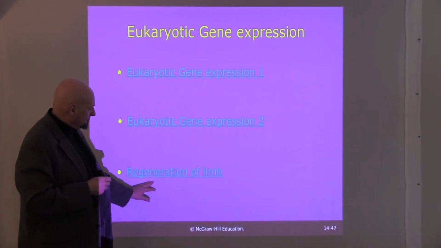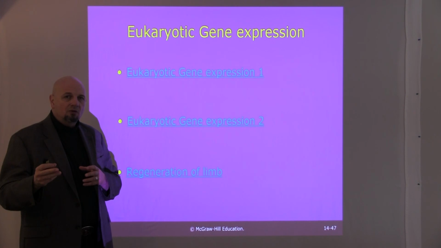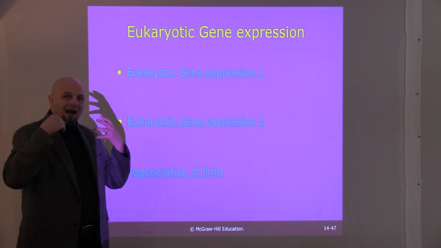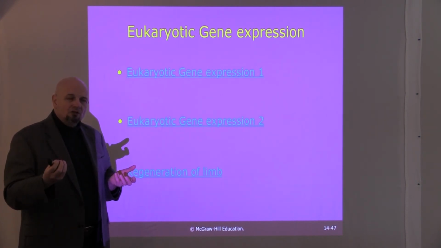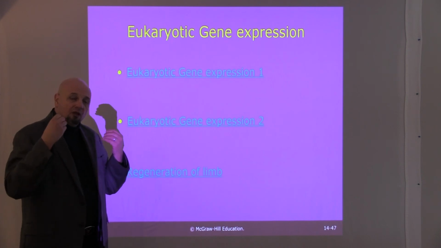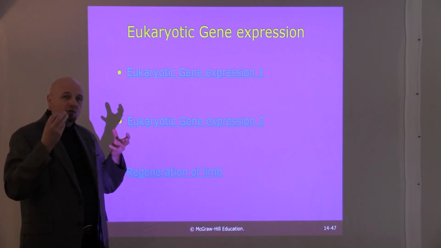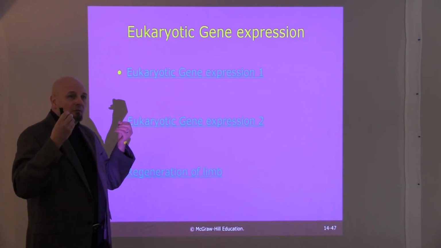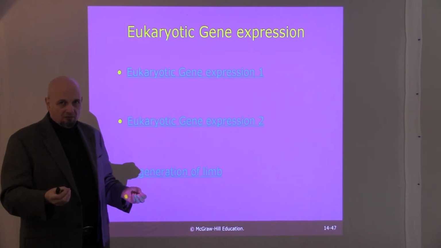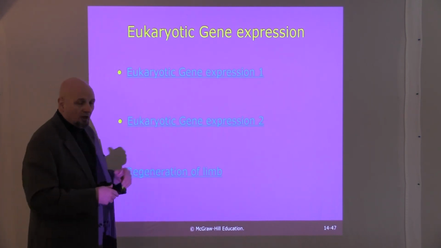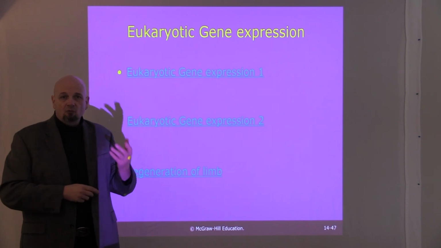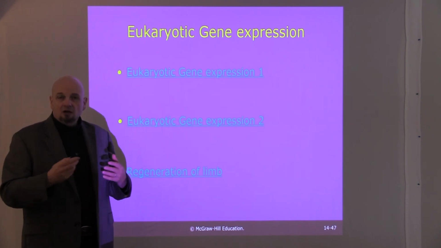And then what's interesting is seeing how a limb can be regenerated, and how our understanding of how gene expression is occurring in eukaryotes gives us a lot of information about how these genes are used to create structures of our body. So this ends our lecture on this chapter, and we'll be starting chapter 15 in the next lecture.